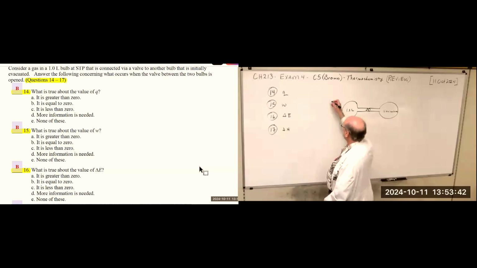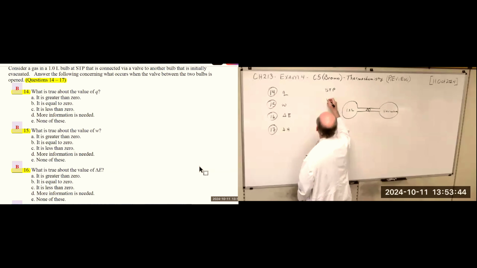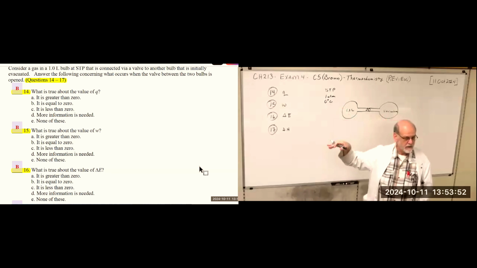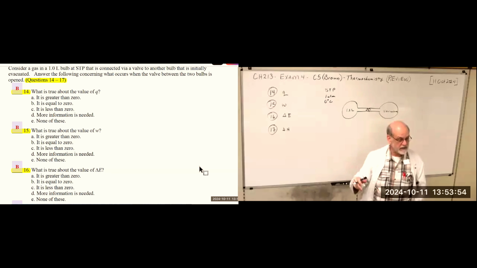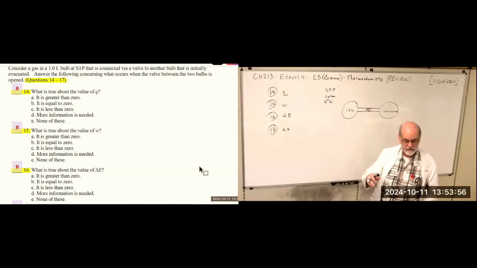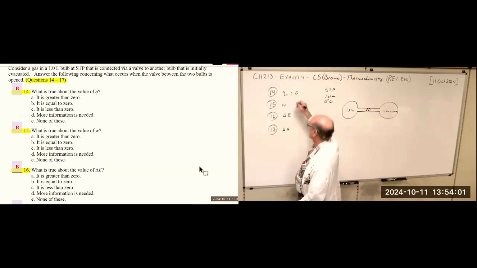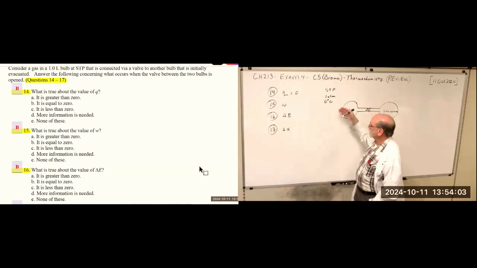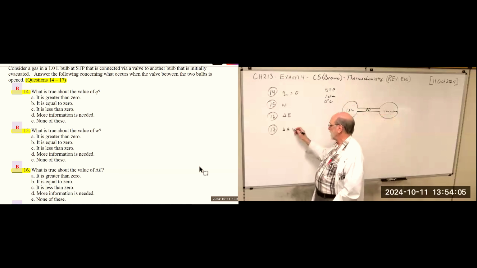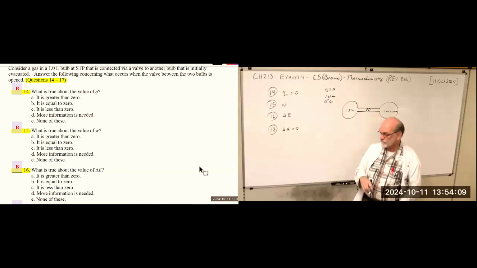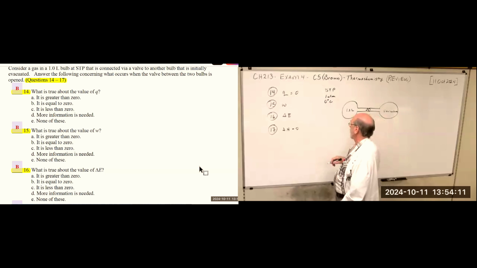So what about the value of Q? Well, if it's all at standard temperature and pressure, right, 1 atmosphere, and for gases, it's 0 degrees C. That doesn't change. Q is a measurement of transfer of heat from one place to another. If the temperature didn't change, there's no transfer of heat. Right? And if the pressure is constant, the enthalpy is also 0.